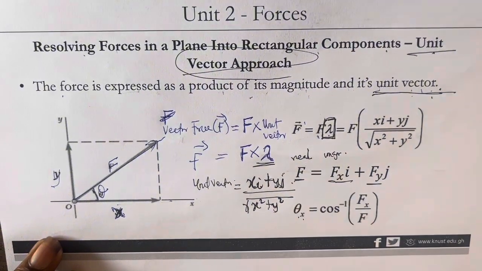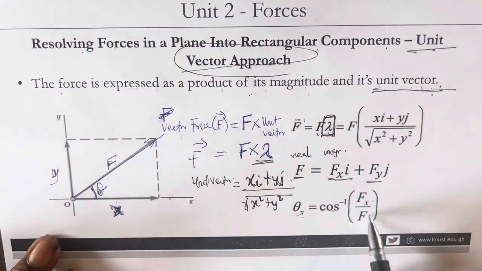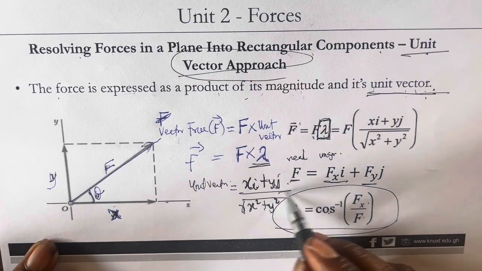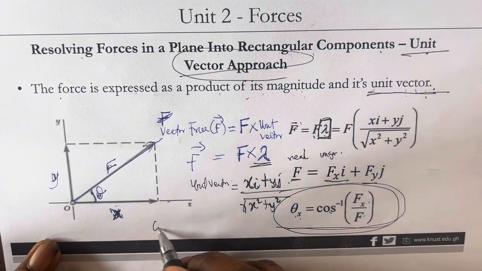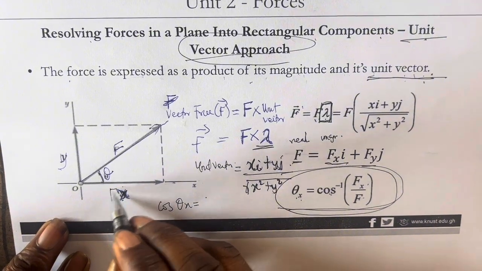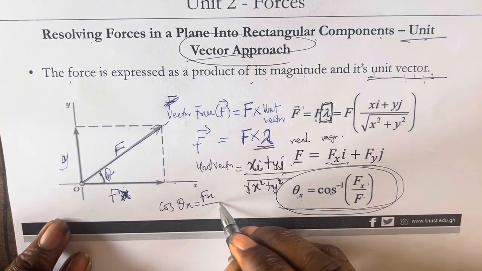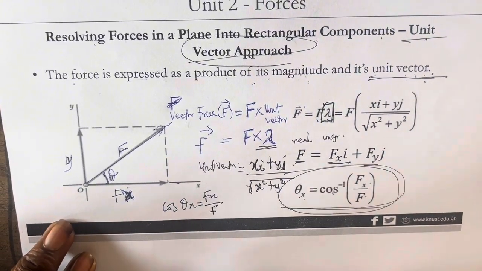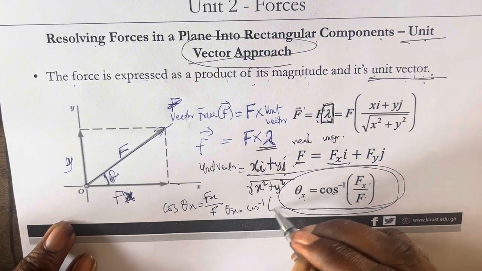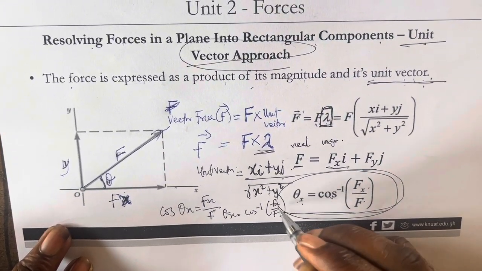And we find theta x: the cos inverse of Fx over F. We've been doing this over and over again. It's very simple. The cos of theta x is equal to the adjacent, our Fx, divided by the resultant, which is the hypotenuse. So theta x is equal to the cos inverse of Fx over F.